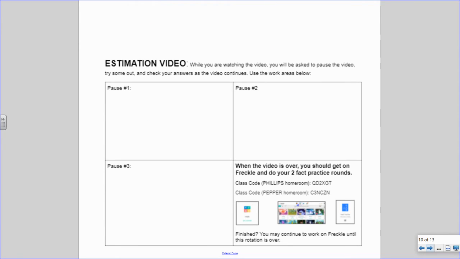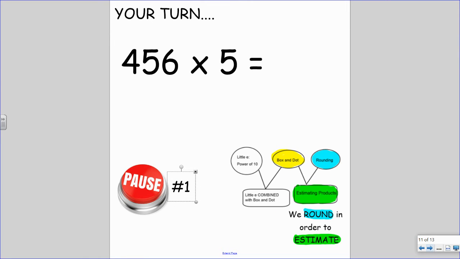On your packet, or I should say in your packet, you have this section, and you're going to do 3 problems where you're going to pause the video, solve it just like I modeled, and then you'll play the video to check to see if your answer is correct. And you're going to do that 3 times. So here is where you're going to pause the video for the first time. Please copy the problem onto your paper because you don't have it in front of you.